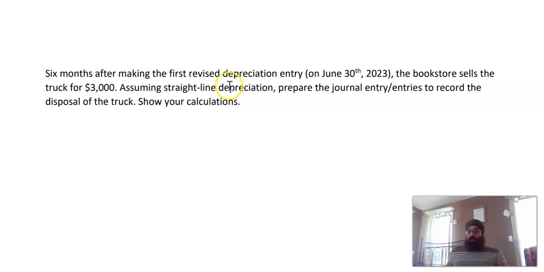And finally, we get a chance to dispose the asset, right? So that's a more complex process, right? Of removing the truck, it's amortization, accumulated amortization, I should say, adding the cash, right? And calculating the gain or loss on disposal. So you have some practice with that.